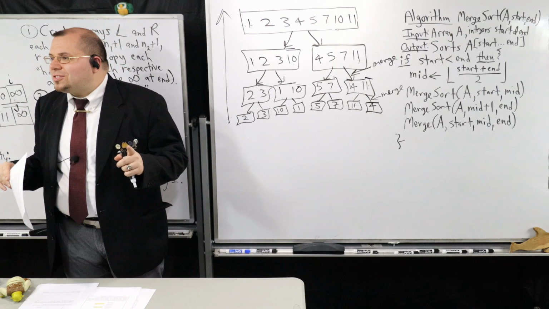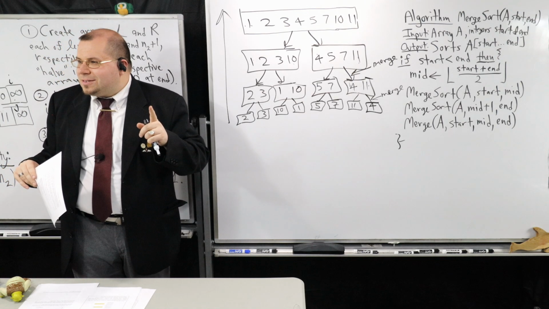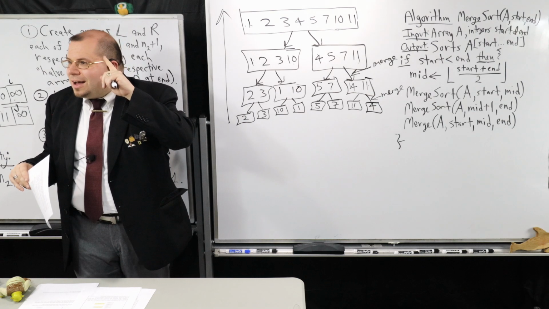Can you show how it sorts when you break the whole thing down to a single element? So just, can you show how it sorts when you break the whole thing down?